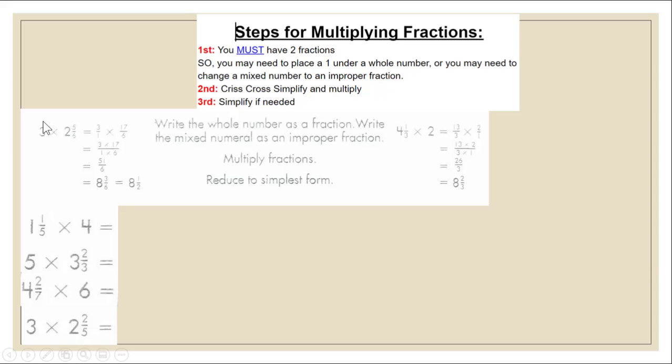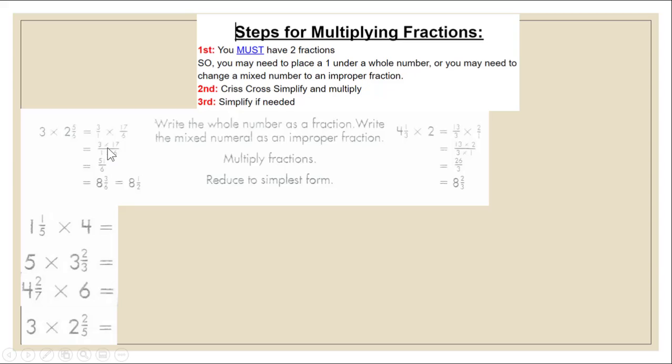So let's look at our example here. The first example has 3 wholes times the mixed number 2 and 5/6. So they had to put a 1 underneath that 3 so that it would be a fraction. Then they took the mixed number and changed it to an improper. So the way they did that is they multiplied the whole 2 times the denominator 6. That gave them 12. Then they added the 5 numerator. That gave them the 17 as their new numerator, and the 6 stays the same. Now they can go ahead and multiply.